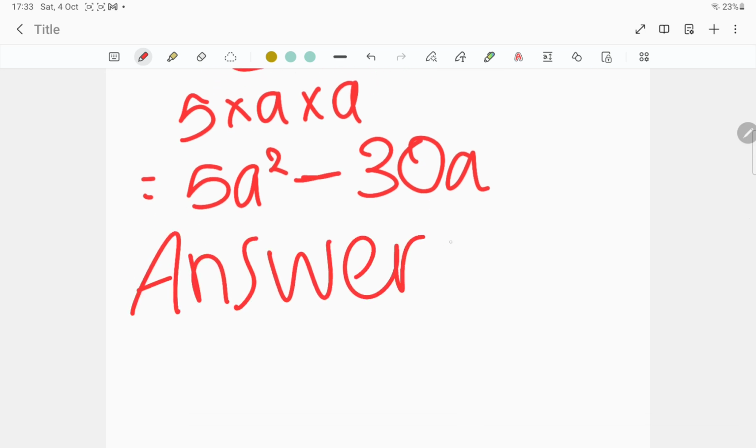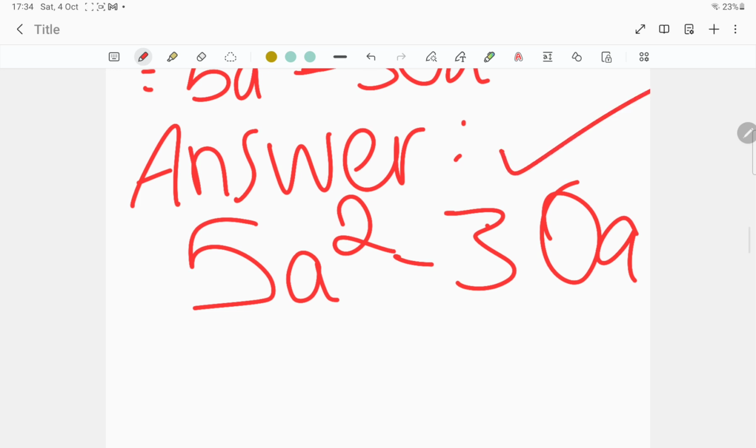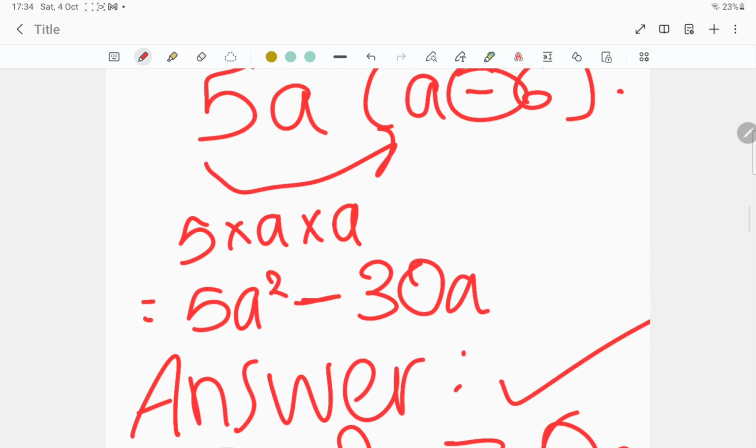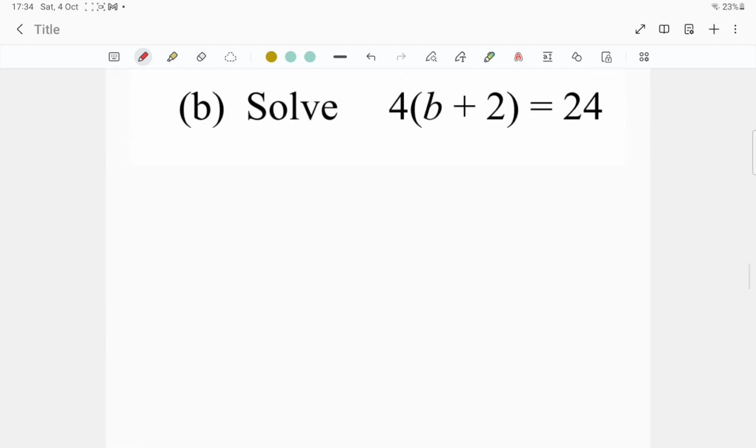So our answer is going to be 5a squared take 30a. So if you've got that, well done. Okay? So that was expanding. Now let's move on to this one, okay?